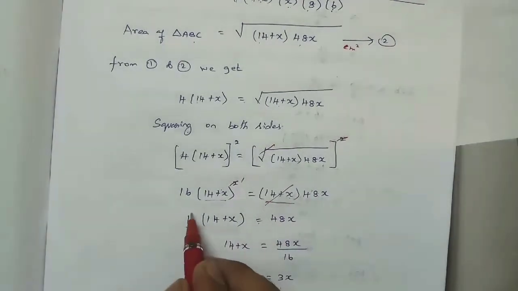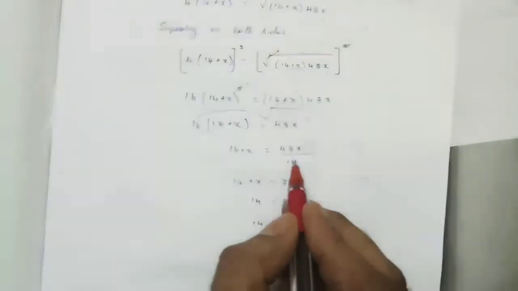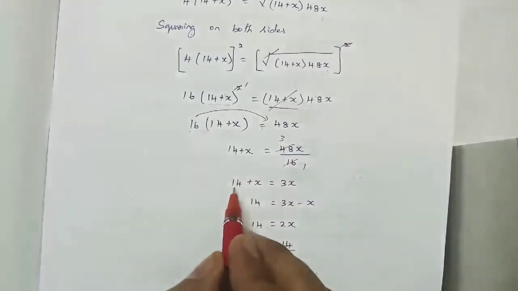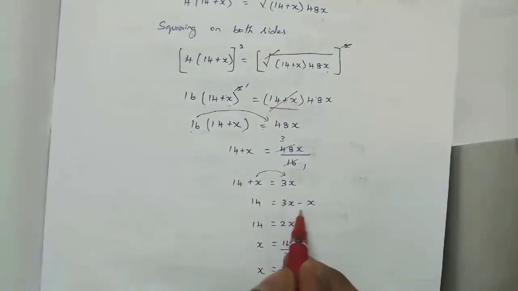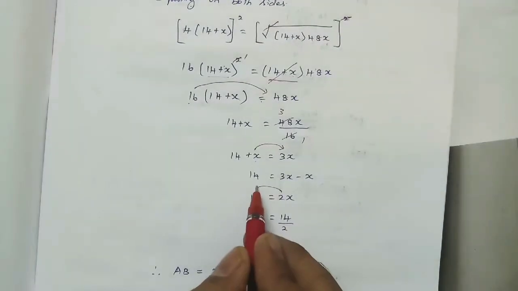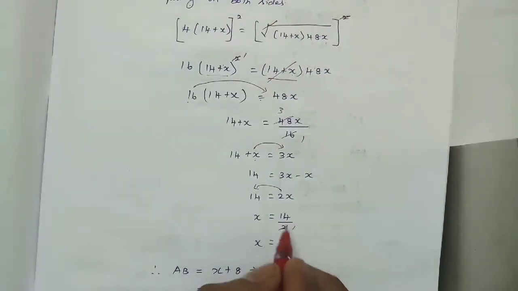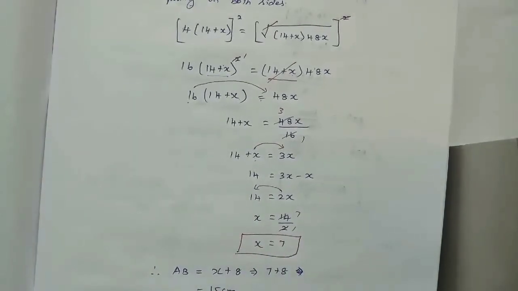Taking 16 to the RHS, multiply will become divide, right? So see here, 1 times 16, 3 sixteens are 48. So 14 plus X is equal to 3X. Taking plus X to the RHS, it will become minus X. 14 is equal to 2X. Then taking this 2 to the LHS, multiply will become divide, right? So 1 time, 7 times. So X is equal to 7. We got the value of X. X is equal to 7.